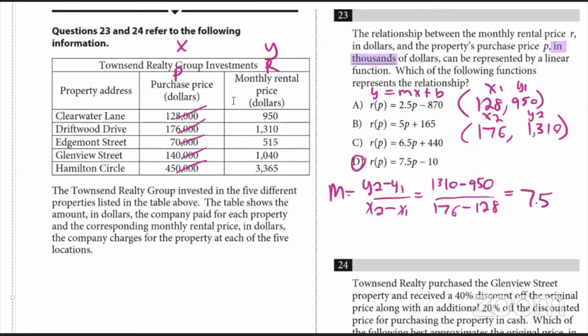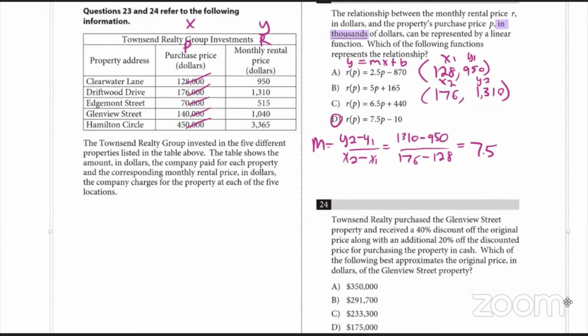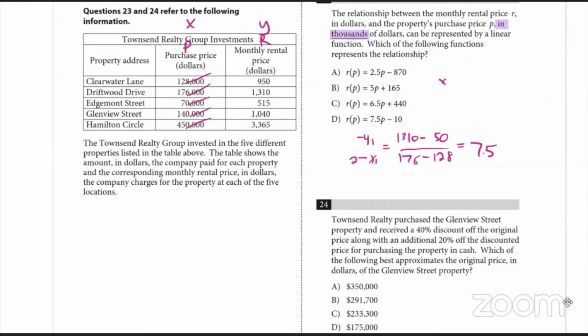So now let's go over to 24. 24 is a pretty difficult question. Townsend Realty purchased the Glenview Street property. Okay, let's just delete everything but the purple part there because we need to remember this is in thousands to not make a mistake. But Townsend Realty purchased the Glenview Street property and received the 40% discount off the original price and an additional 20% discount. What approximates the original price?